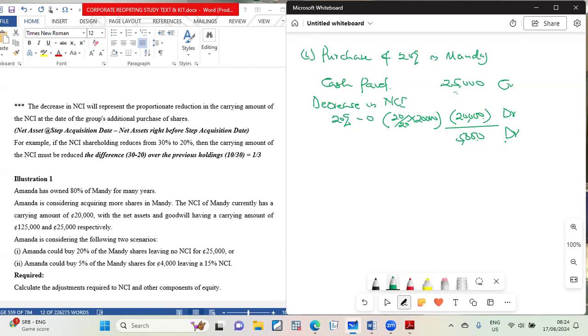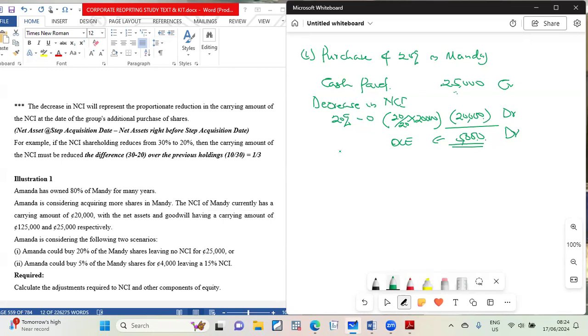All right, so this is what will happen. And this is a decrease in what? This one is a decrease in OCE. All right, it's a decrease in OCE. Take note of that.